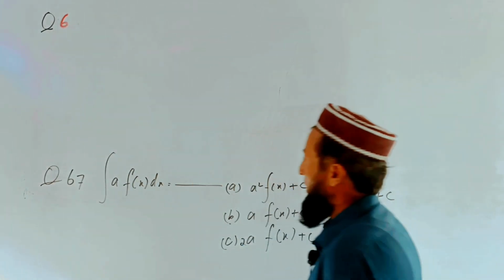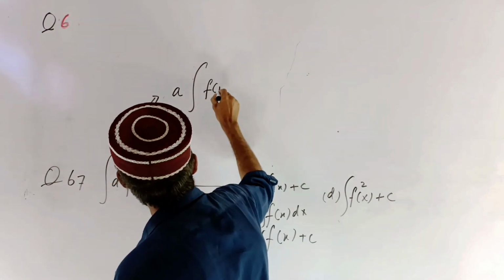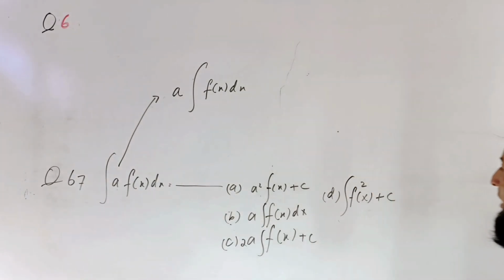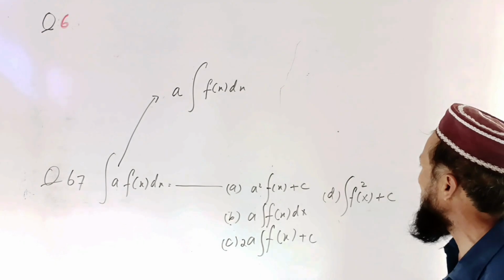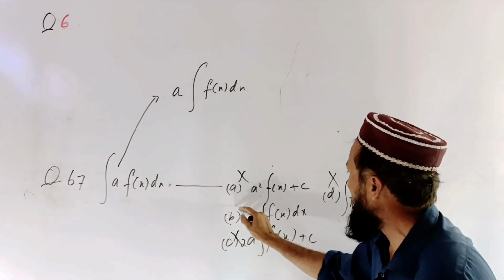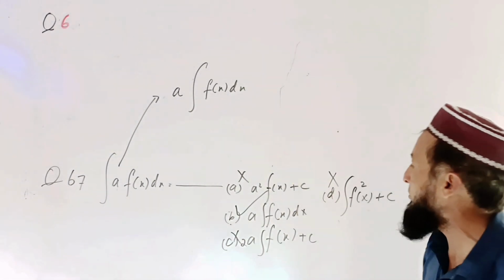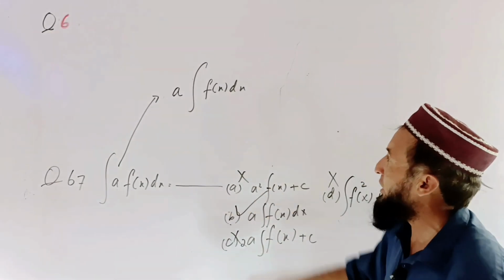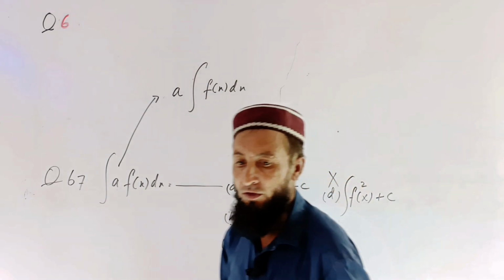Here a is a constant outside the integration, and the integral of f of x dx remains. So that is the correct answer. Now look here, if we check the answers, option A is incorrect because the integration is missing. D is incorrect. B is the correct option. According to the property of a constant multiple in integration, we take the constant outside from the integration.